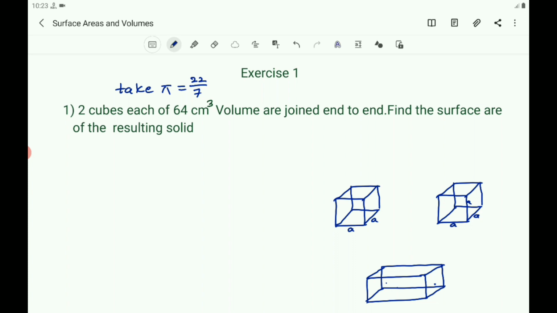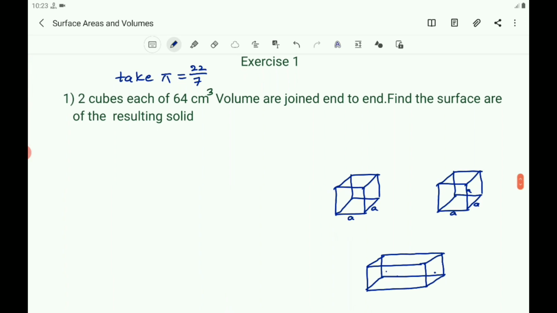The first question is: two cubes, each of 64 cm cube volume, are joined end to end. Find the surface area of the resulting solid. Two cubes of equal volume, and what is the volume of each cube? Volume of each cube is 64 cm cube. Two cubes are joined end to end, and what is the resulting solid?